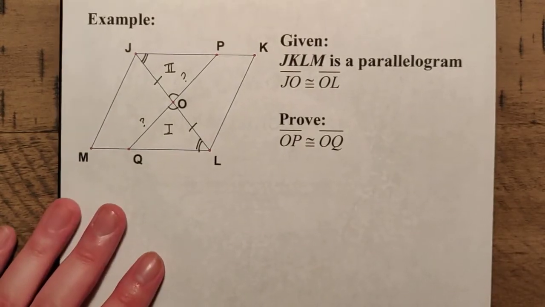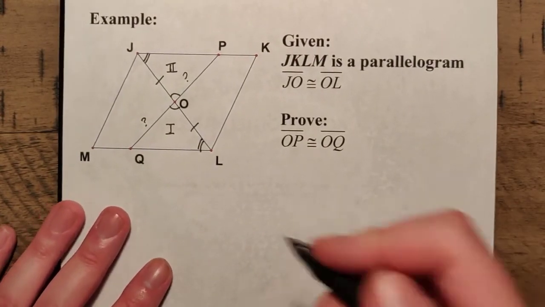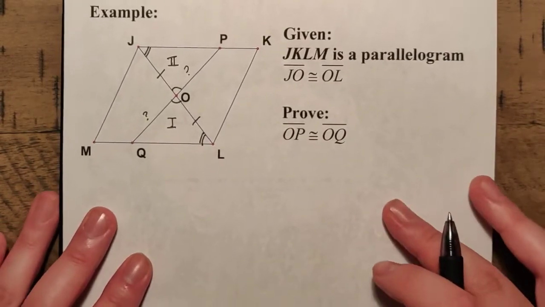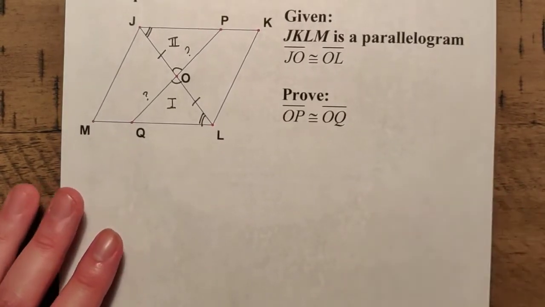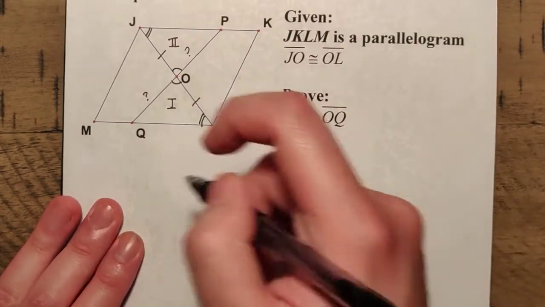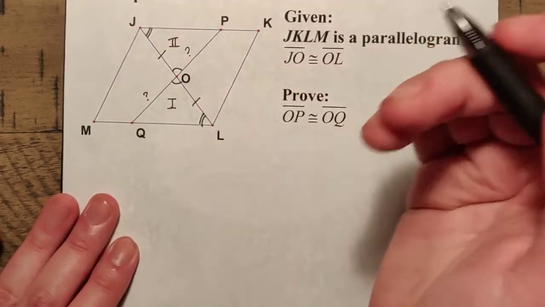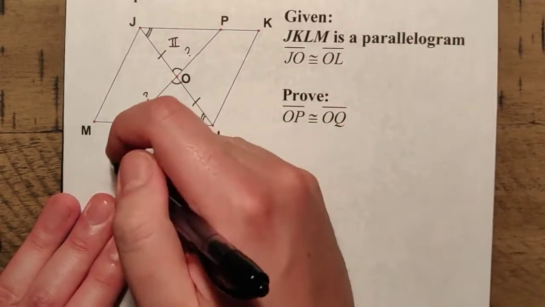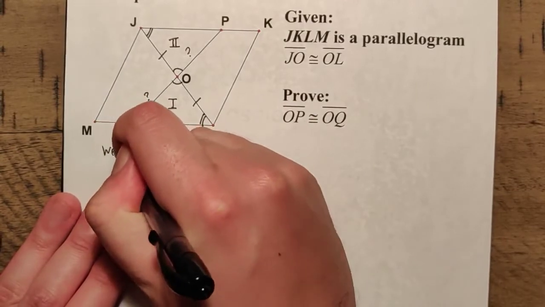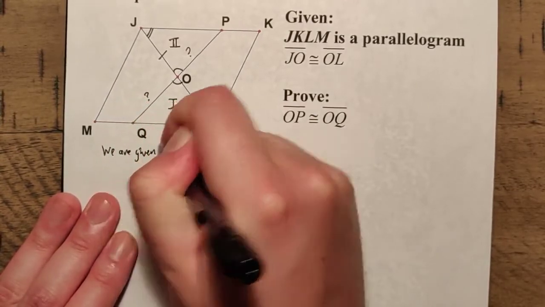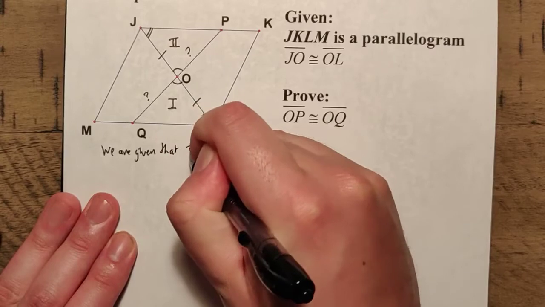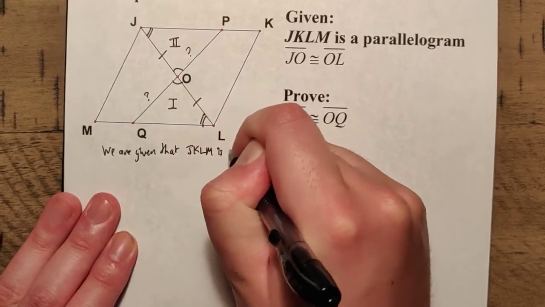So, as you can see here, a proof of this shouldn't be too hard for us to write. I'm going to write this out in paragraph form. You can write this in two-column form as you choose, okay? So we're going to start off with the fact that, in this case, I'm going to use angle side angle, right? So we can say that we are given that JKLM is a parallelogram.